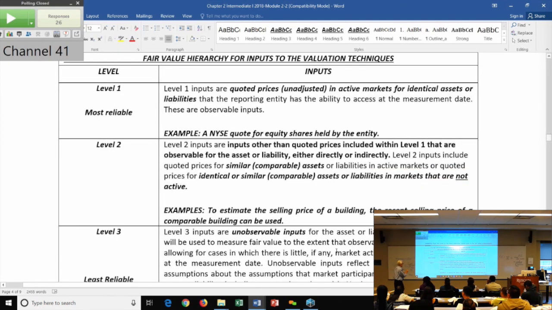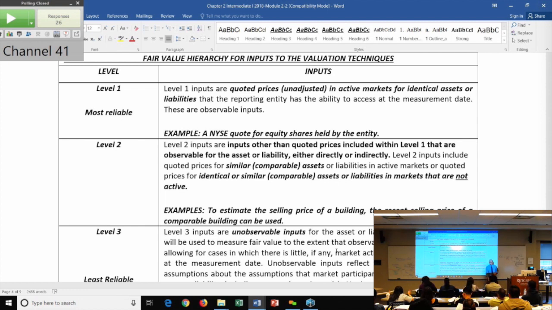And the reader needs to know that it's comparable. Recent selling price. Now, you could get an appraisal, but a comparable is a level 2. And both of these are observable inputs.